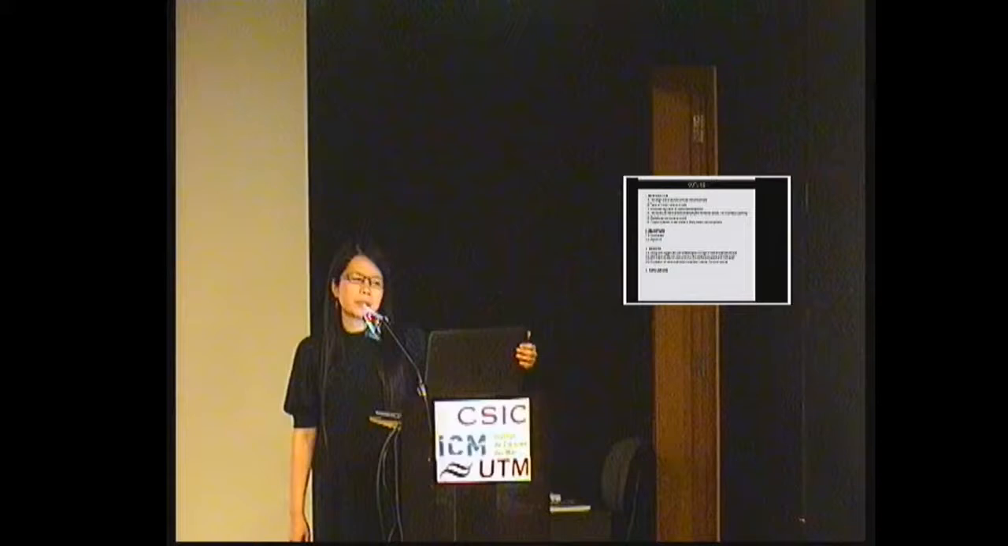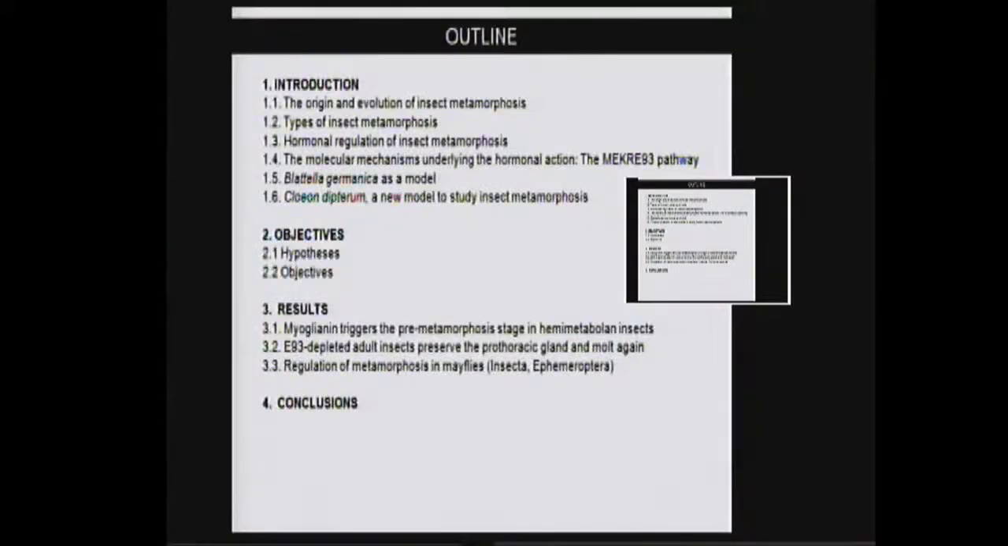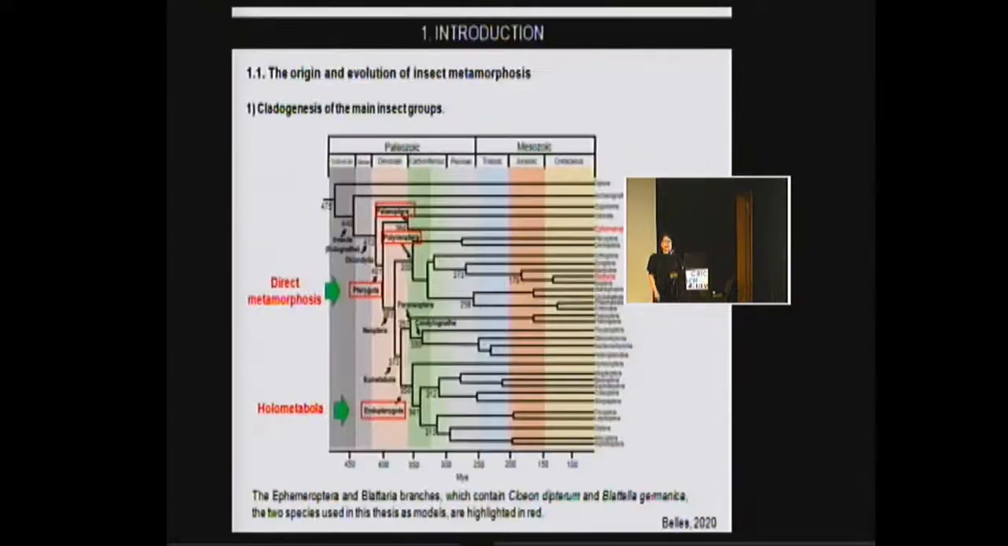For the results, it is divided into three parts. The first part is about the role of myoclonine that triggers the pre-metamorphosis in hemimetabolan insects. And the second is about the role of E93 in the destruction of the prothoracic gland. And the third part is the regulation of metamorphosis for our new model, the mayfly Cloeon dipterum, and the conclusion. So let's start.